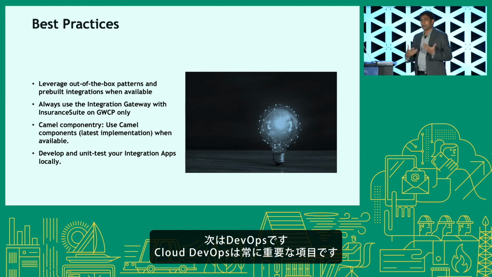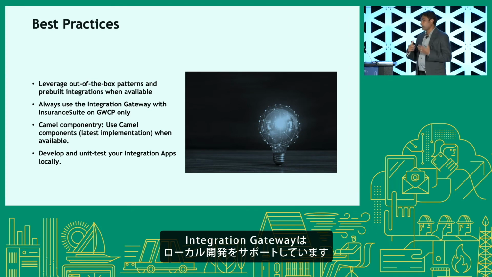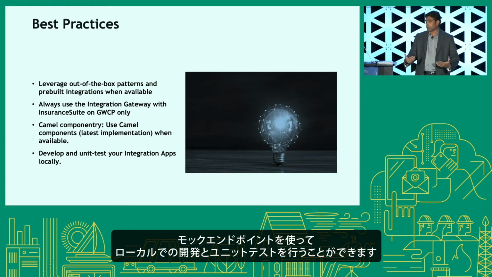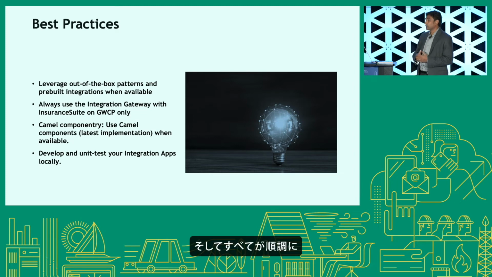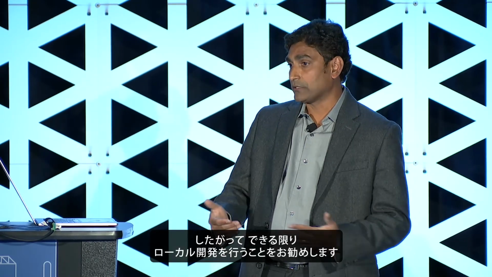And DevOps, cloud DevOps is always a question, right? And it's even more important in an integration world. So integration gateway supports local development. You can develop locally and unit test locally with mock endpoints. And then once you're confident that this is good to go, you commit to the repo, at which point the pipeline takes over, right? You can do a lot of local development with mocked endpoints, and then once you have everything ready, you can go to end-to-end testing. So we do recommend local development as much as possible.